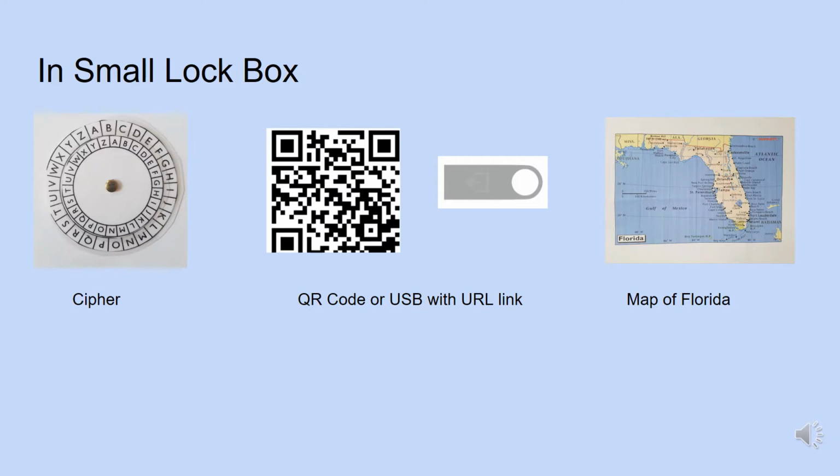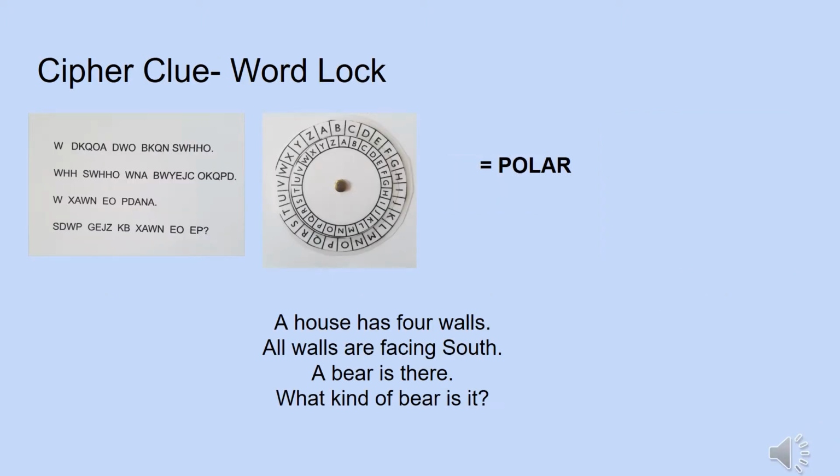The second is either the QR code or the USB that has the link downloaded onto it, and a map of Florida, which is folded up. Once students have the cipher wheel, they'll be able to decode the cipher that was left on the table or around the classroom at the beginning of the game.